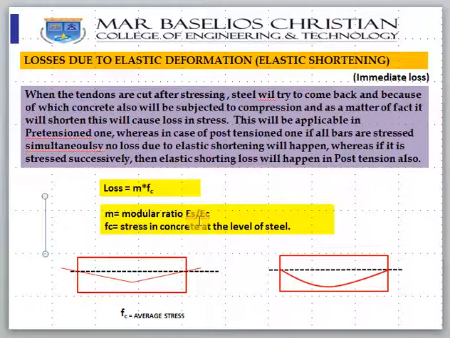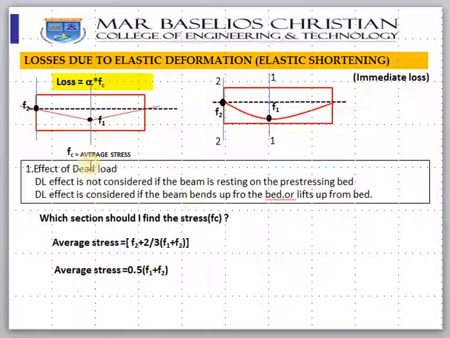So the question is, when you find out the stress Fc, which section will we find it for, because this loss will happen for the complete section? So the answer is very simple: we will take the average stress. Suppose the tendon is a bent up tendon like this. Let us say at this section the stress in concrete is F1 and at this section the stress is F2. Then the average stress is nothing but F1 plus F2 by 2. Okay, F1 plus F2 by 2.